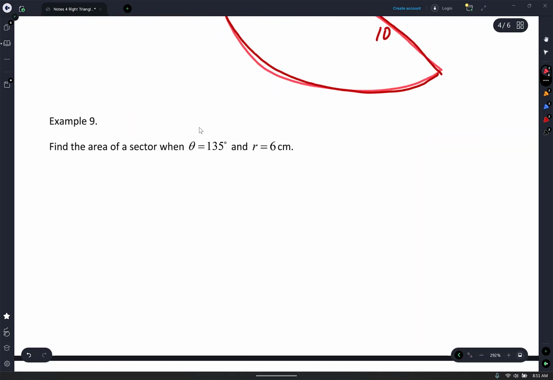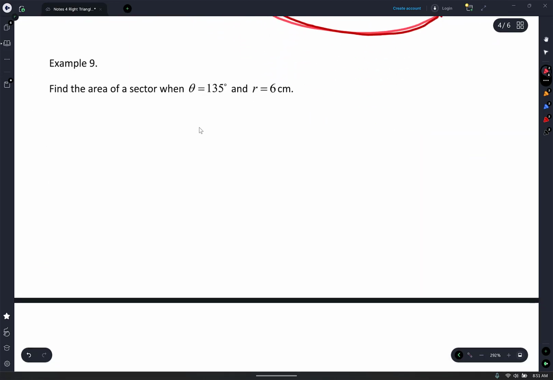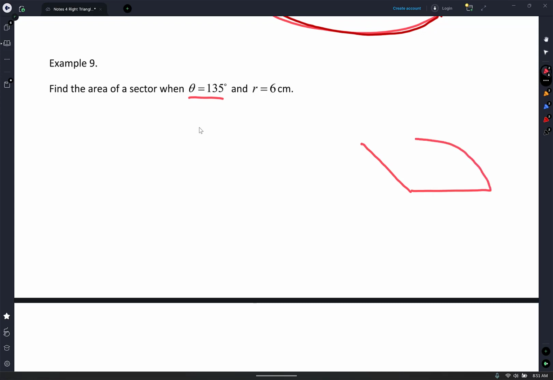All right, here we go. Now we got a sector. So this sector takes up 135 degrees. It doesn't have to be perfect. So here we go. Like that, and 135 degrees, probably something like that. I want to know this area. The radius is 6.